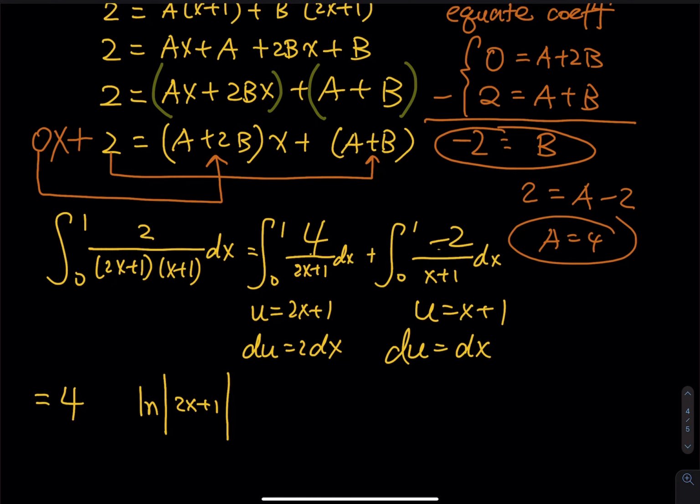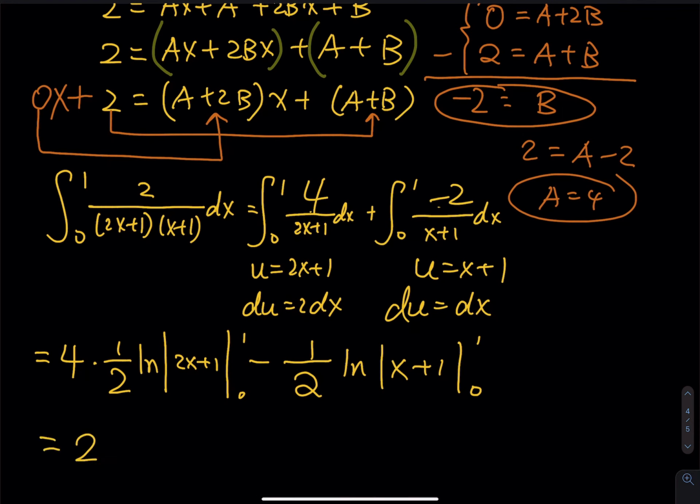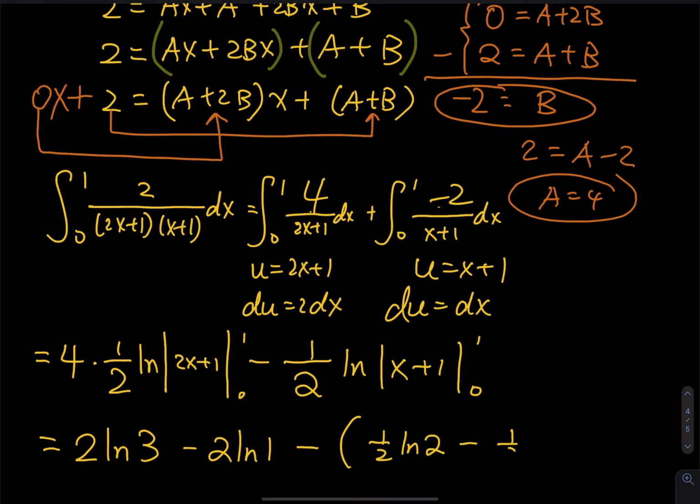So to get rid of this 2, you have to put a 1/2 in front of the ln. And then for the second one, you have to put a negative 2 in front of the ln, so that is ln, absolute value, x plus 1. And then for both, x goes from 0 to 1. So this, you have 2 times ln, you plug in 1, 2 plus 1 is 3. This time you can remove the absolute value because 3 is positive. And then minus 2 times ln1, and then minus 1/2 ln2, and then minus 1/2 ln1.